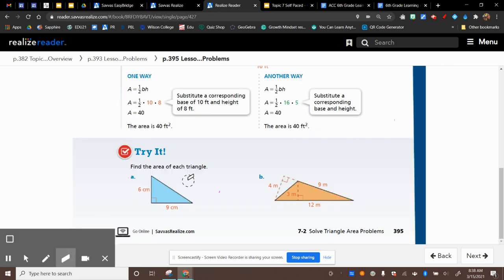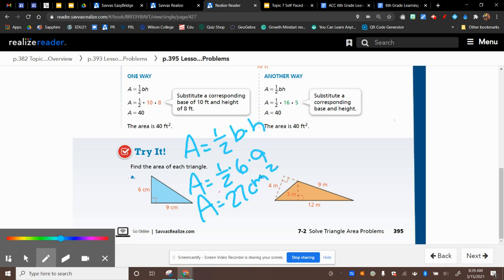Okay, scroll or move down to the Try It, and I want you to pause the video and find the area of each of these 2 triangles. So for the first one, we're doing 1/2 base times height. The base is 9, the height is 6. I wrote them backwards here, but it doesn't matter for multiplication. You can go in any order. So then I took half of 6, which is 3. 3 times 9 is 27. We're finding area, so it's centimeters squared.